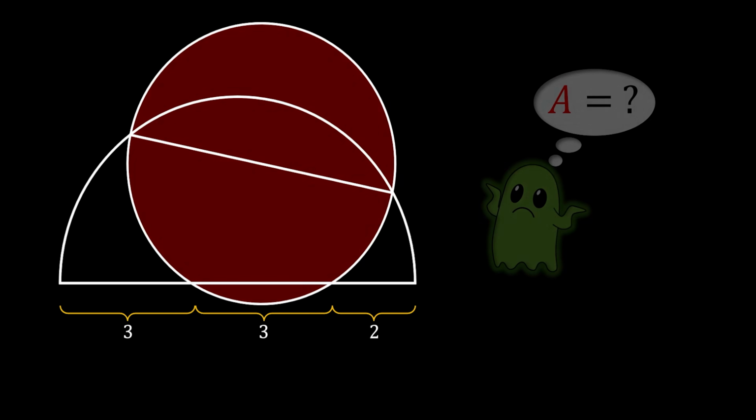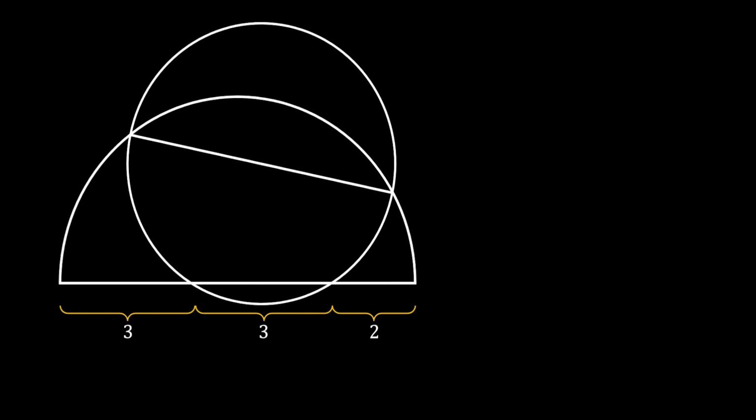Alright, so let's solve this problem. First, let's label the intersection points between our full circle and the diameter of our semicircle as A and B. Then let's label the intersection points between the arcs of those two circles as C and D. And finally, let's label the center of the semicircle as O and the center of the full circle as Q.